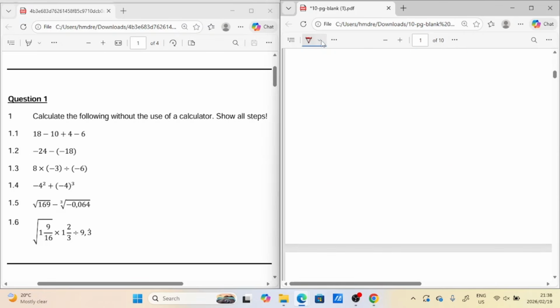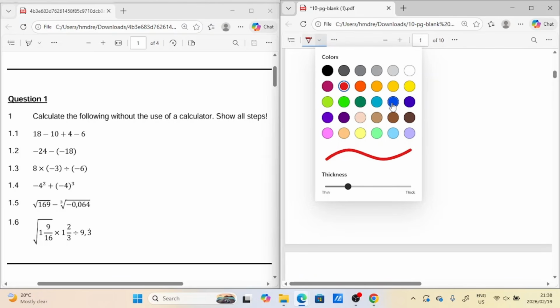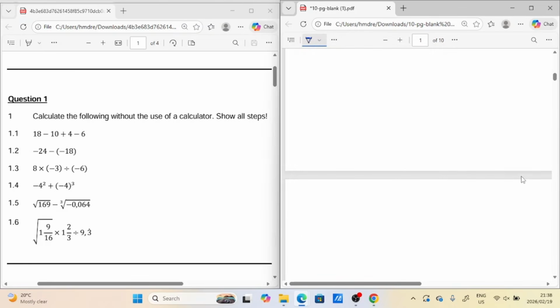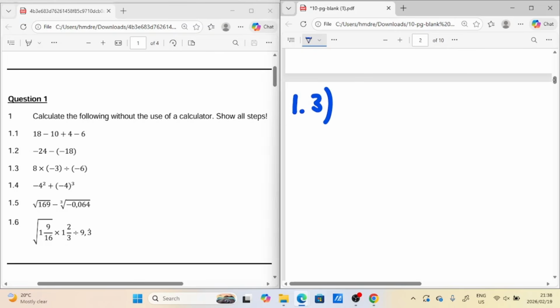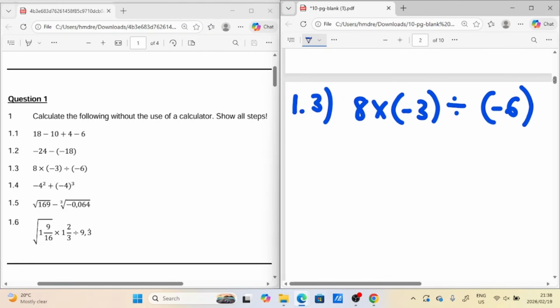Question 1.3 is testing if we know what to do with negative signs when we're multiplying them. So let's get this one written out. 1.3. We have got 8 times negative 3 divided by negative 6.